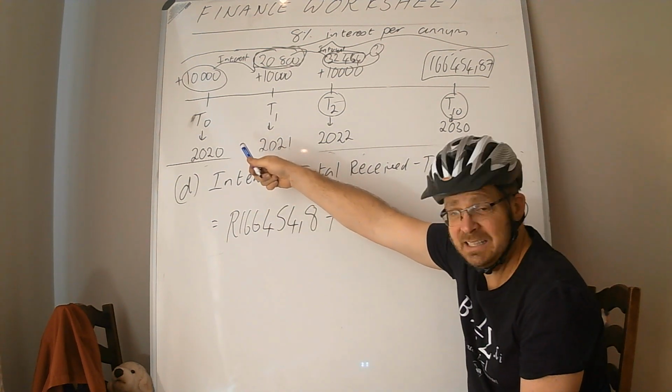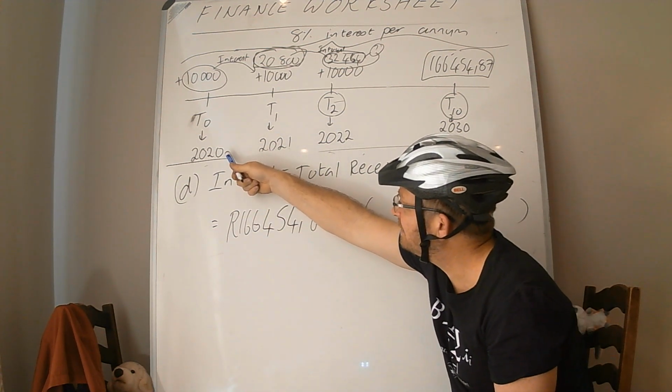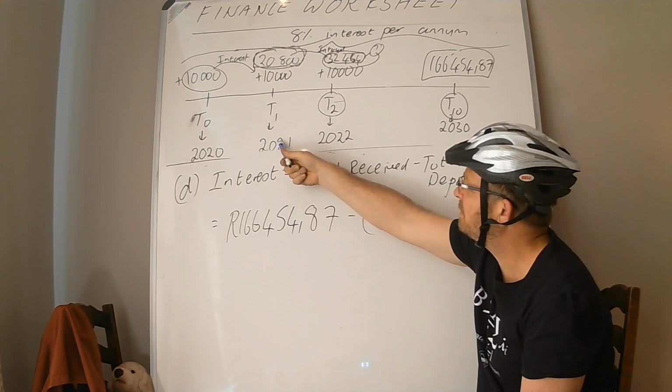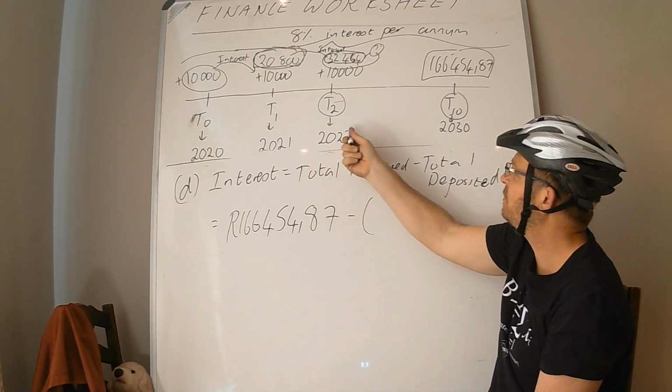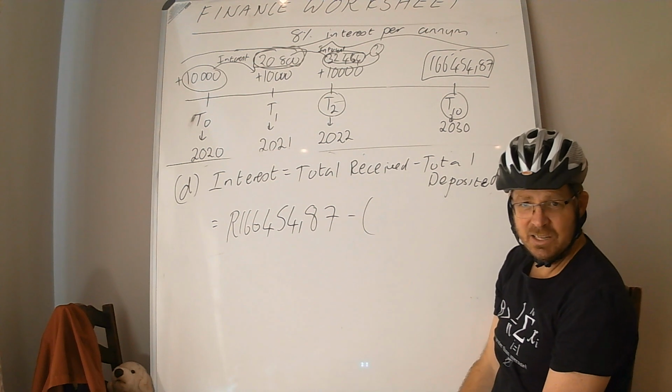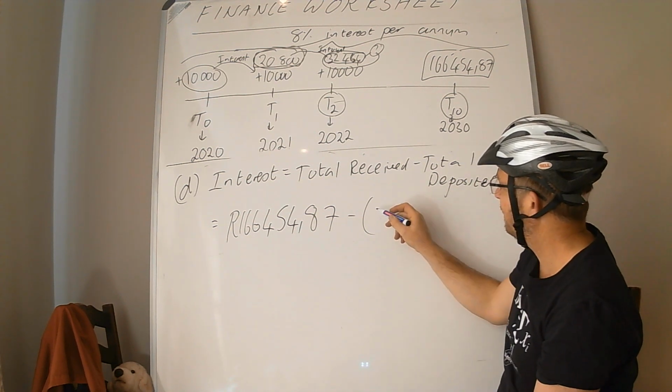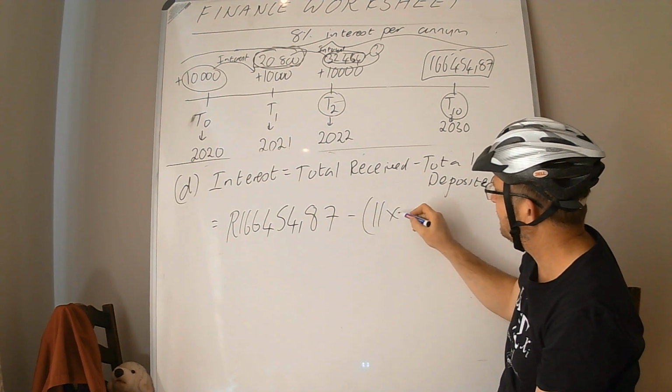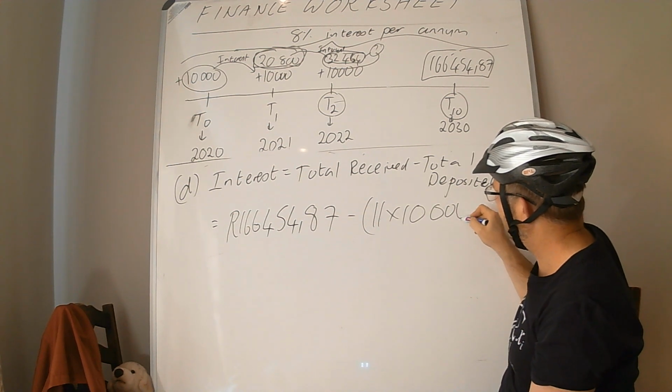The first payment was at T0. So at T0 she'd made one payment. At T1 she'd made two payments. At T2 she'd made three payments. So at T10 she'd made 11 payments of 10,000 Rand. So the total she put in is 11 times 10,000 Rand.